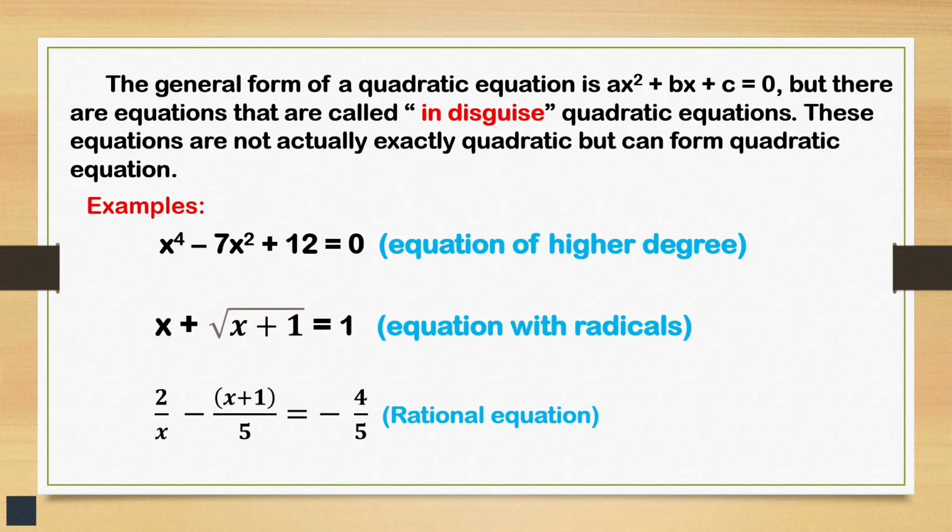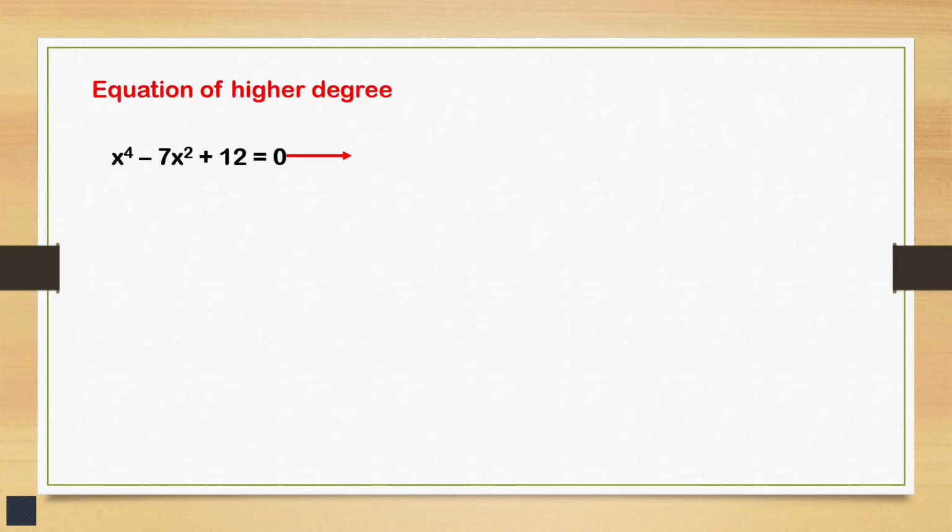Examples are equations of higher degree, like x to the fourth minus 7x squared plus 12 equals 0. Another is equations with radicals, like x plus the square root of x plus 1 equals 1, and rational equations like 2 over x minus the quantity x plus 1 all over 5 equals negative 4/5. Now, let's see how we are going to transform these equations to quadratic. Let's start with equations of higher degree.